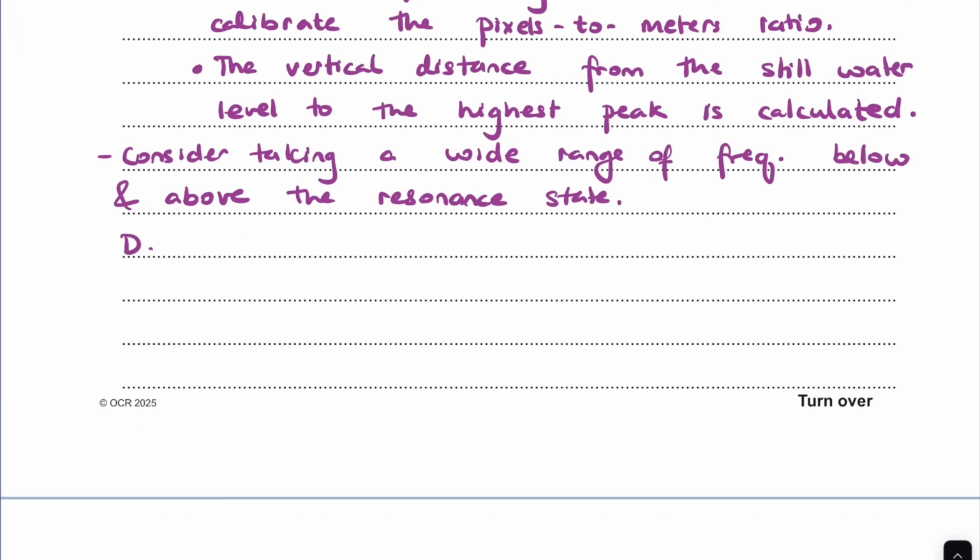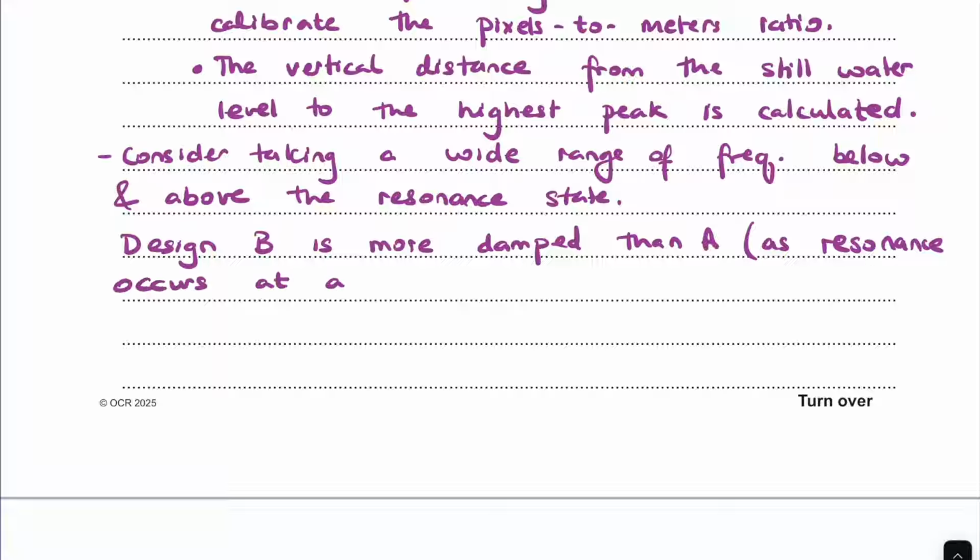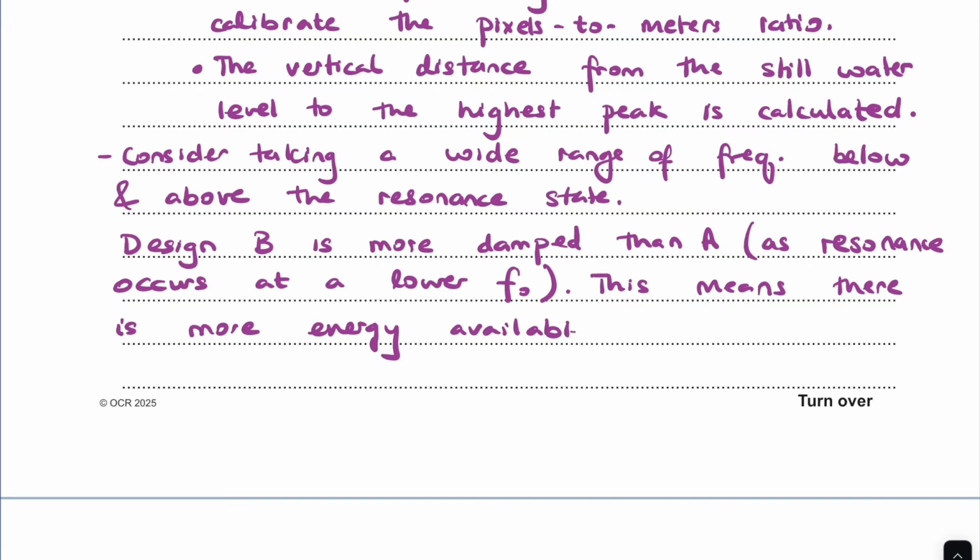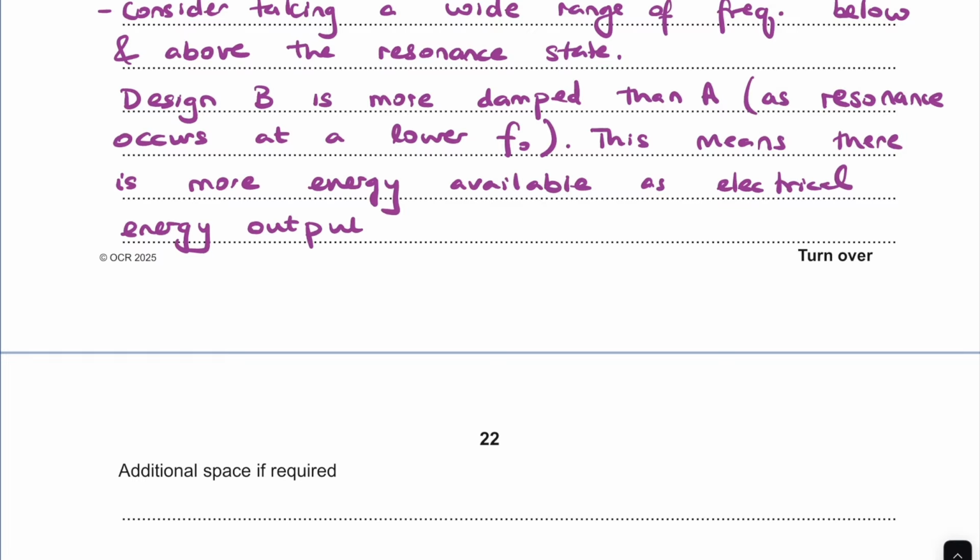In terms of discussing which design is more efficient at producing electrical energy, I would go for design B, because that design is more damped than A, as the resonance occurs at a lower natural frequency. I can tell that from the graph. This means there is more energy available as electrical output, because more damping means less energy in the oscillations, and therefore more available to generate electrical energy.